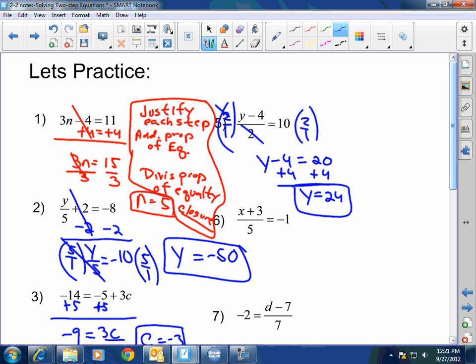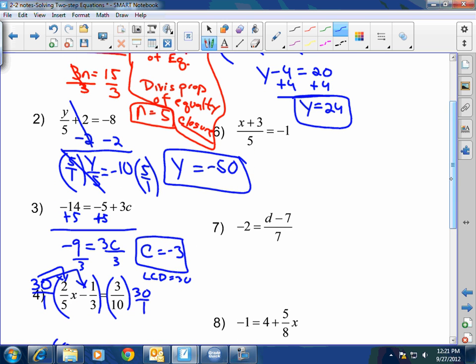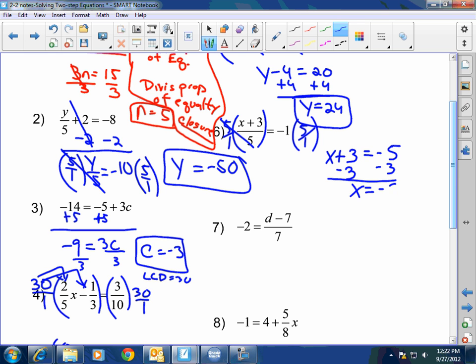Okay. So how about for number 6? I got a 5 down there in the denominator. Okay, I want to get rid of that sucker. So I'm going to multiply by the reciprocal of 5 over 1 to both sides. 5 divided by 5 cancels. So I got x plus 3 equals negative 5. Subtract 3 to get rid of the positive 3 to both sides. X equals negative 8.